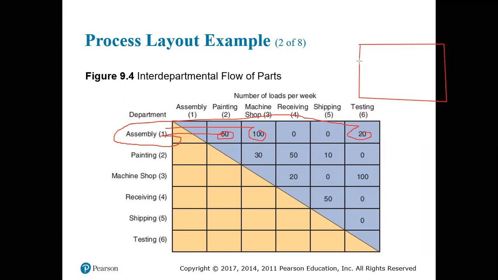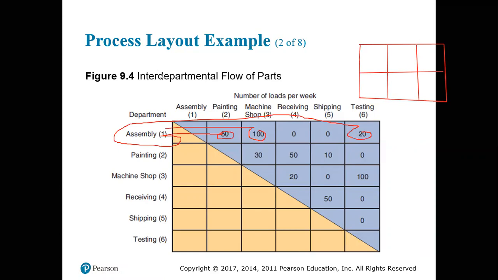Okay, and the question here is that I want to cite my assembly process somewhere where it's easily accessible to the different other departments that require that product from my assembly, and also takes into consideration the number of loads.